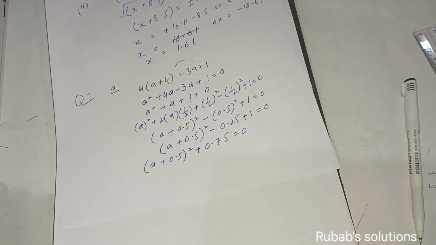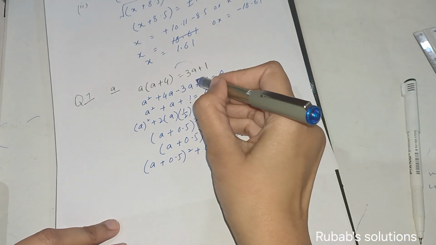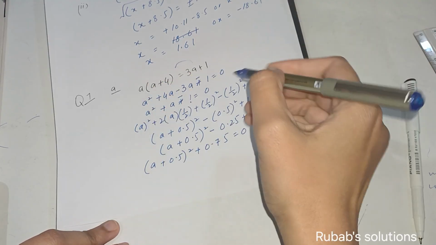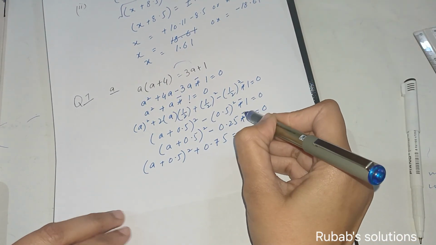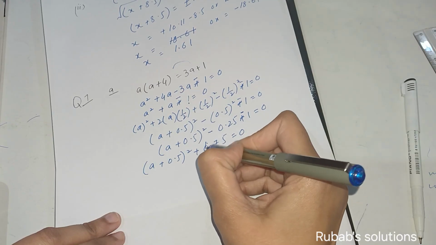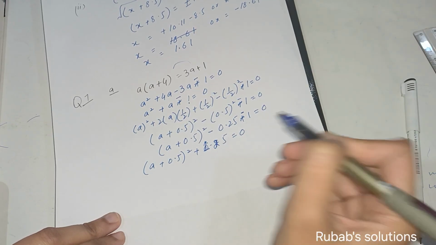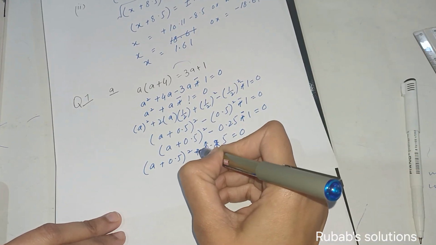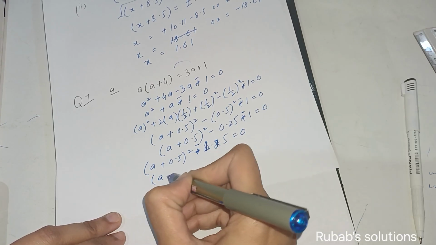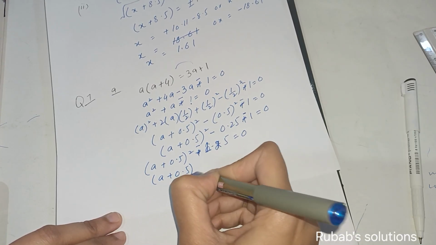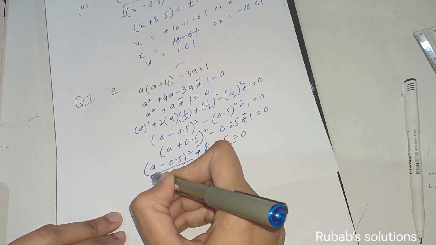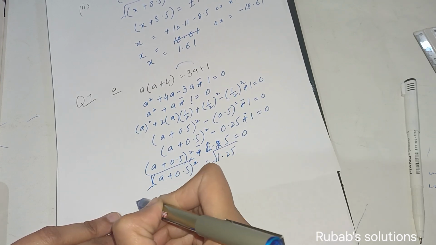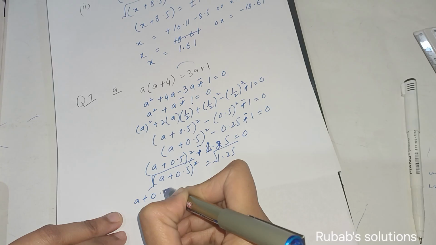And I made a mistake from the start. This is minus 1 because when I shift it to the other side, it will become minus 1. So it is also minus 1 and it will become 1.25. Sorry for the mistake. And this is minus 1.25. So from here it is a plus 0.5 whole square. This will be equal to 1.25. Taking square root on both sides, this and this cancel. It will be a plus 0.5.